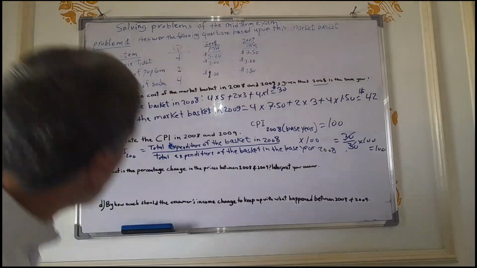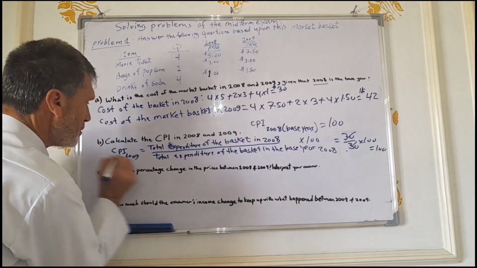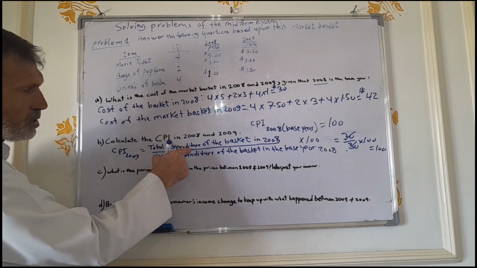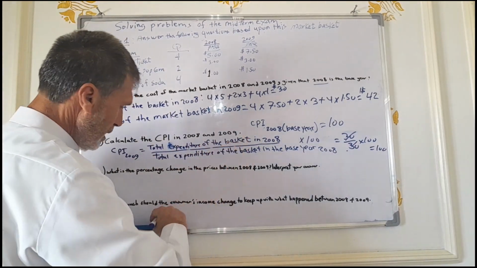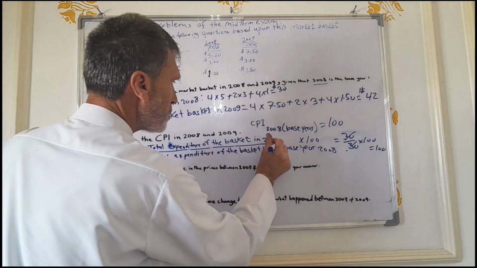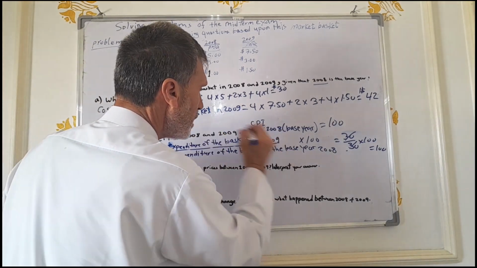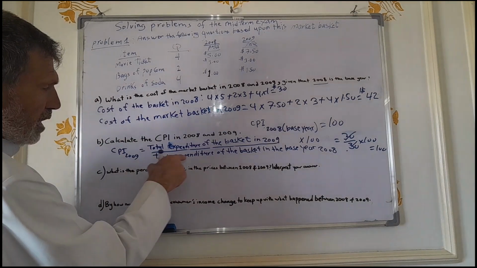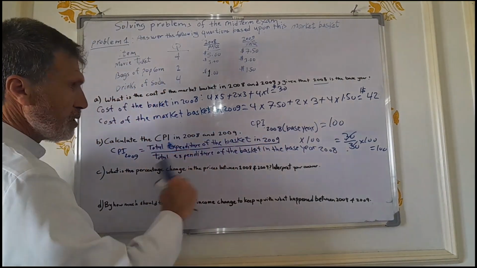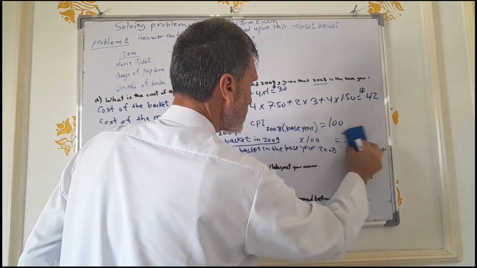2009. So here we have 2009. Okay. CPI in 2009 is equal to the total expenditure of the basket in 2009 over the total expenditure of the basket in the base year, times 100, of course.